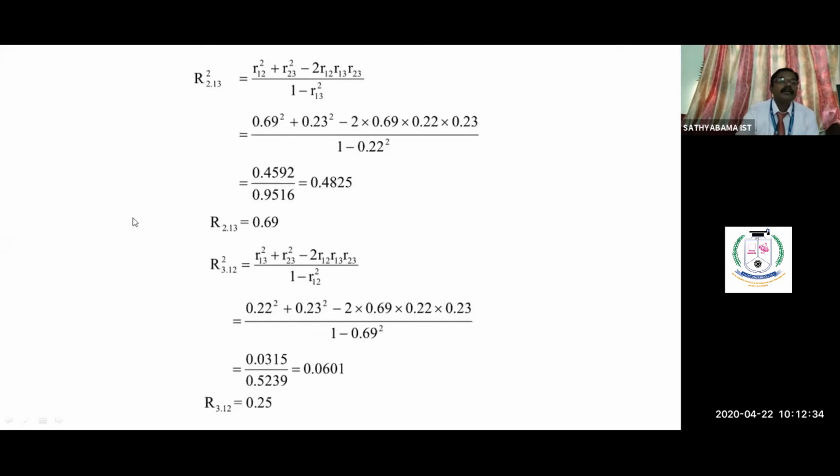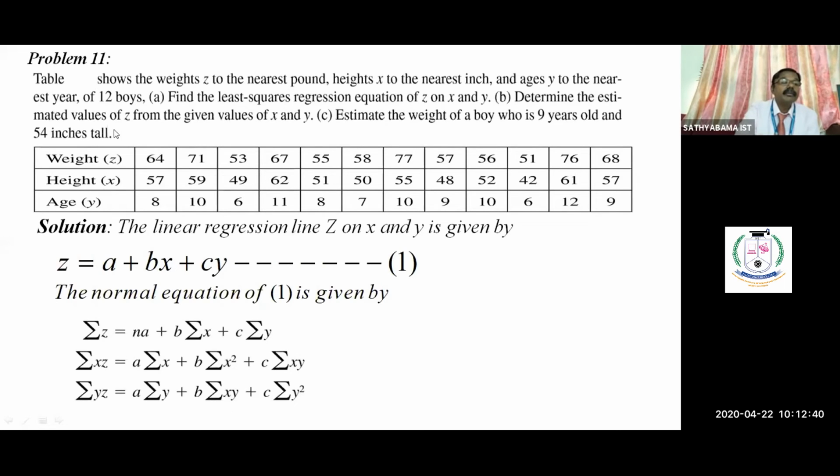Okay, so we have calculated the multiple correlation. In the next problem, we are going to find the multiple regression. How to find multiple regression? You know how to find regression for 2 variables. This is regression in case of 3 variables. The following table gives the weight, height, and age.